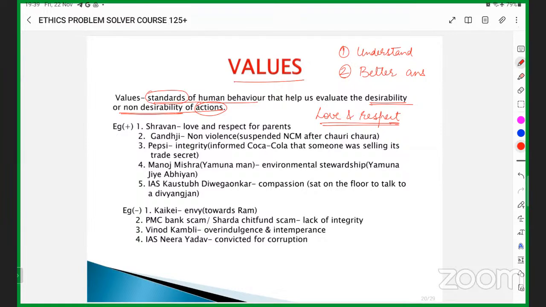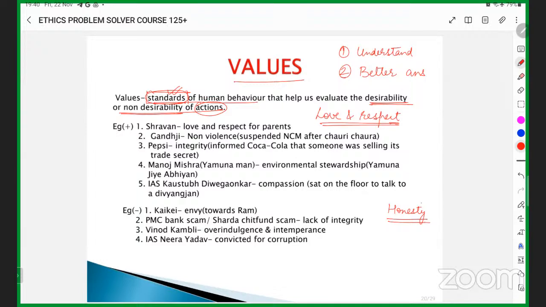Let us take another example. Suppose you start a business, and to start that business you take a loan of x amount from one of your friends, and once your business starts giving profit, you return that money back. Now the basis on which your conduct would be evaluated, or the standard based on which your conduct will be evaluated here, would be honesty. So the value involved here is honesty.